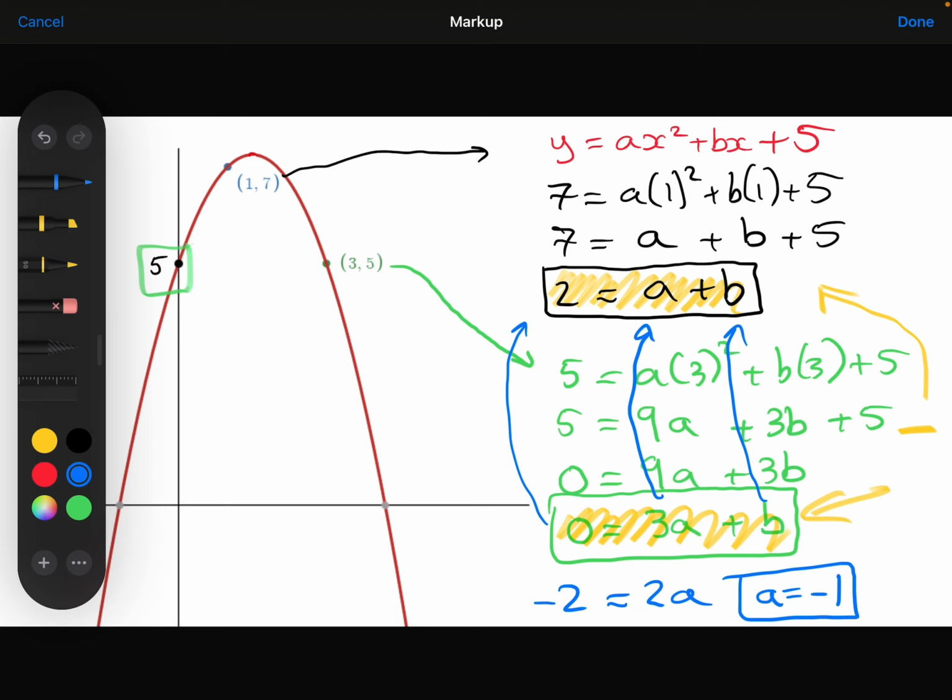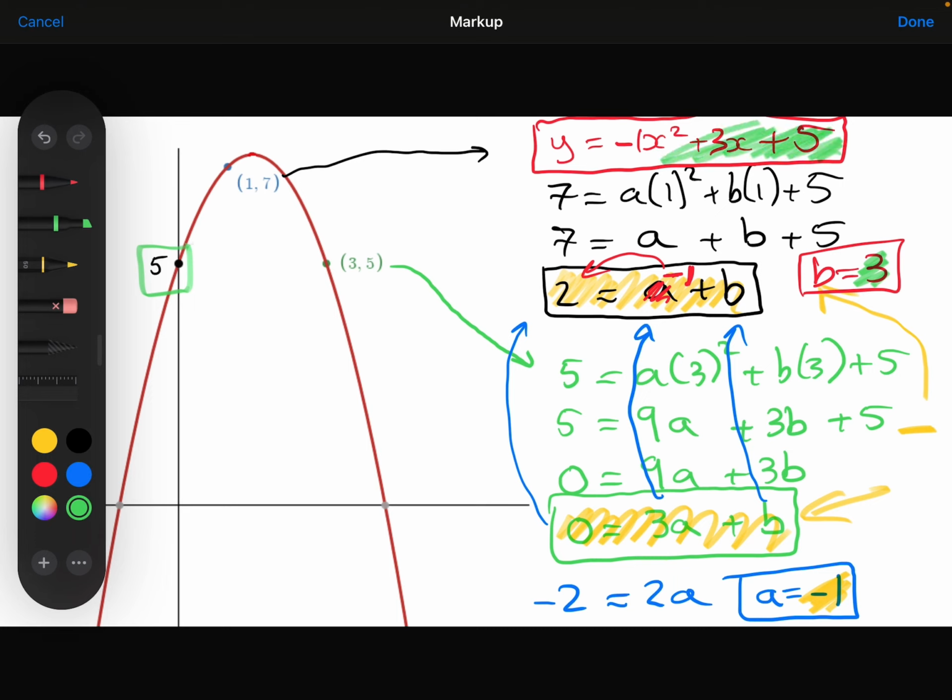And now I know that a is minus 1. I can substitute that back in here, or here if you prefer, it doesn't matter. I'm going to substitute it into here. So 2 equals minus 1 plus b. So b is equal to 2 plus 1, which is 3. And now I know that a is minus 1, and I know that the b is 3. So therefore, I've managed to work out the full equation of this quadratic.